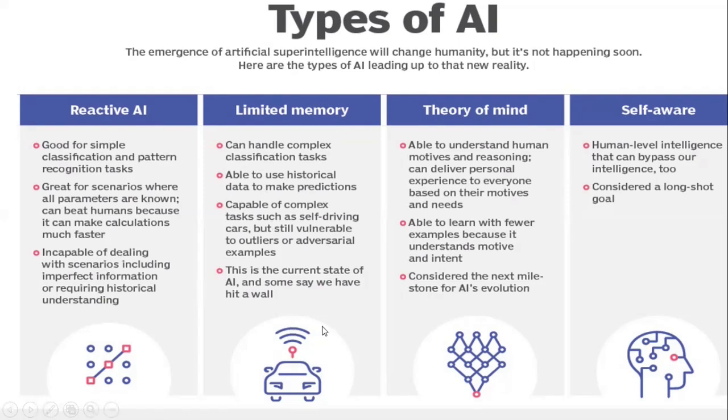Limited memory AI is also capturing all the information, but storing it as data. And from the historical data, it predicts what would be next. So it uses both complex classification tasks and historical prediction data.